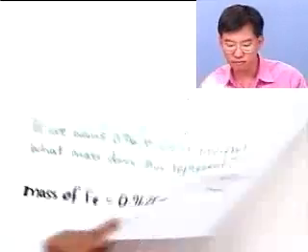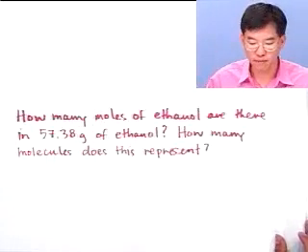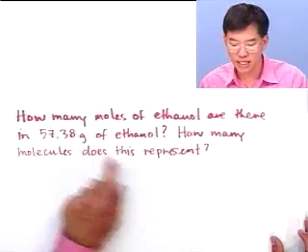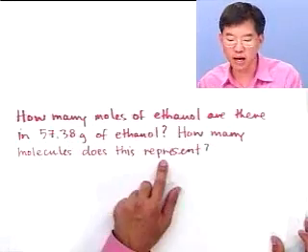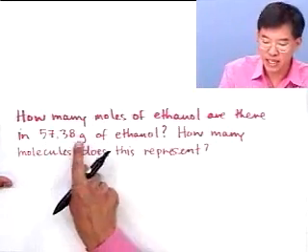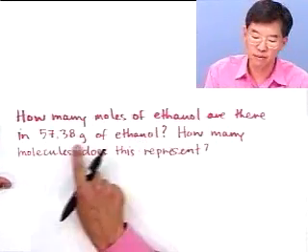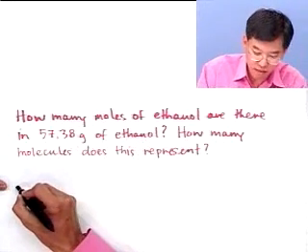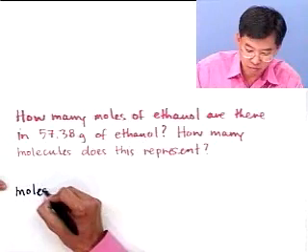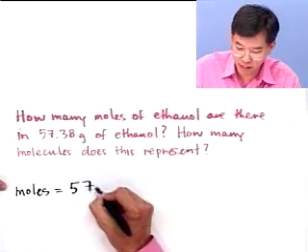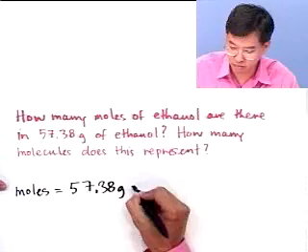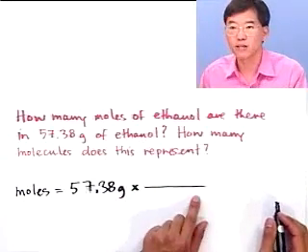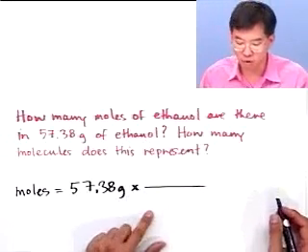Simple enough. Let's look at it in the other direction. How many moles of ethanol are there in 57.38 grams of ethanol? And then ask the second question, how many molecules does this represent? How do we get from grams to moles? Well, we can get from grams to moles using the conversion factor. Moles is equal to 57.38 grams times, what do we use here? Well, we want grams in the denominator, and we want moles in the numerator.